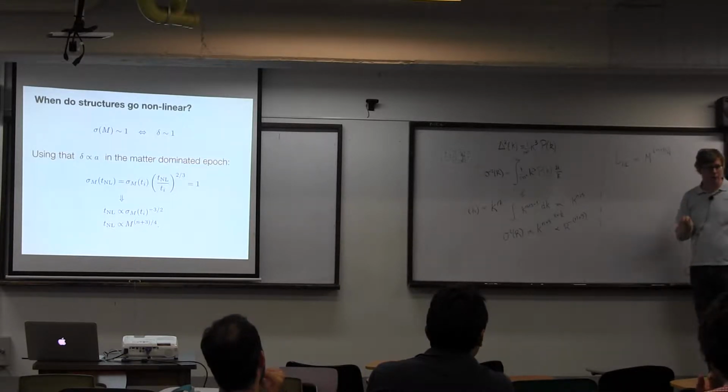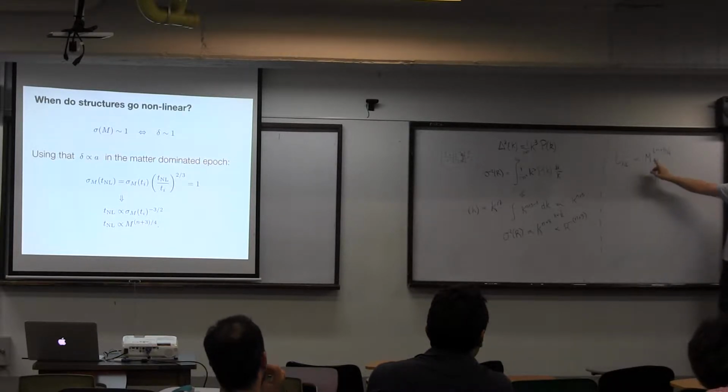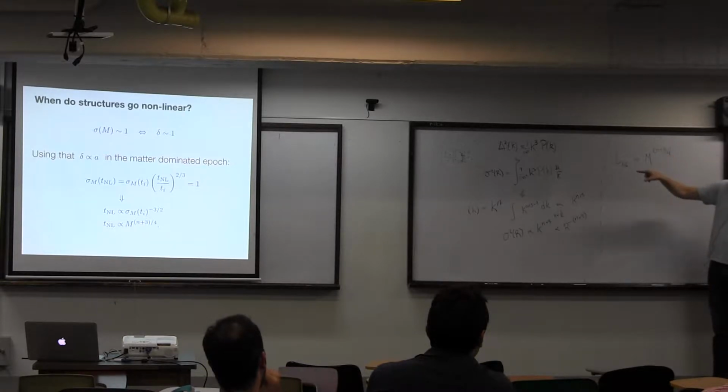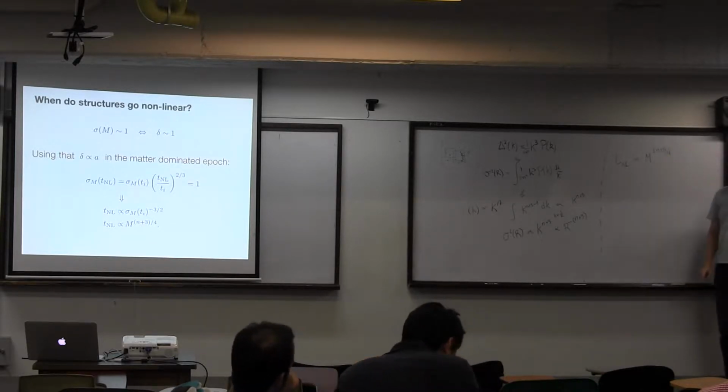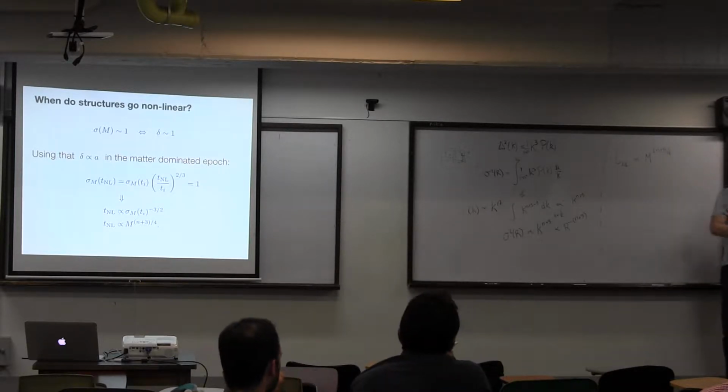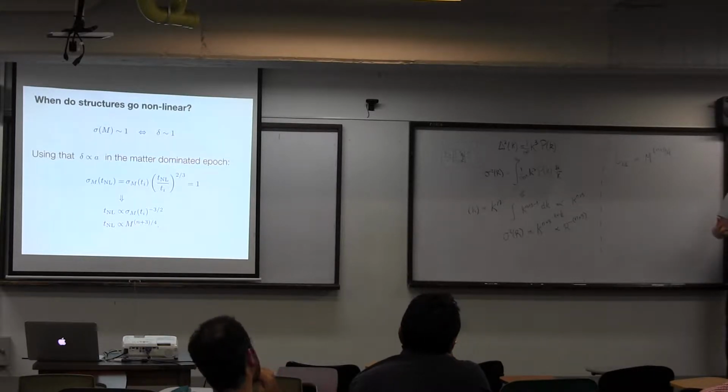A hierarchical universe is one where small structures go nonlinear first and then bigger structures later. And that's what this is telling you, that if n is greater than minus 3, this is positive, and more massive structures go nonlinear later. Okay, this is m to some positive power. If n is equal to minus 3, then structures of all scales go nonlinear at the same time. You form things at the same time at all kinds of masses.